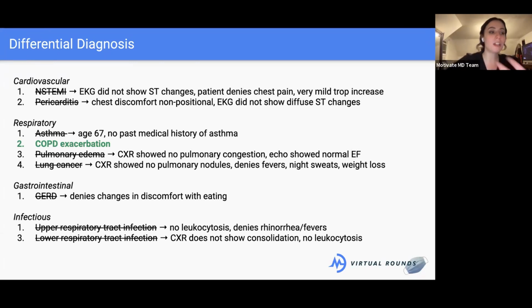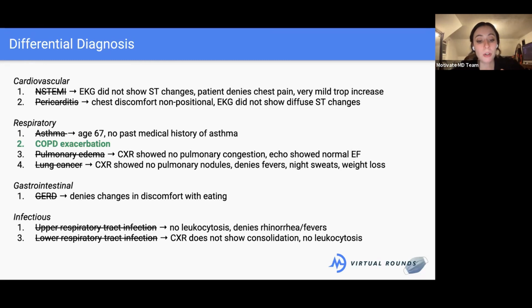Once I saw that, I'm thinking, all right, I'm not thinking infection yet. Let's check his white blood cells. He had a normal white blood cell count. If it was high, that's called leukocytosis, so he had no leukocytosis. He had no runny nose, which is rhinorrhea, and no fevers. So probably not a cold.